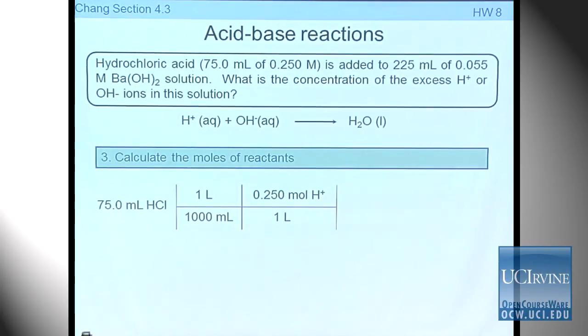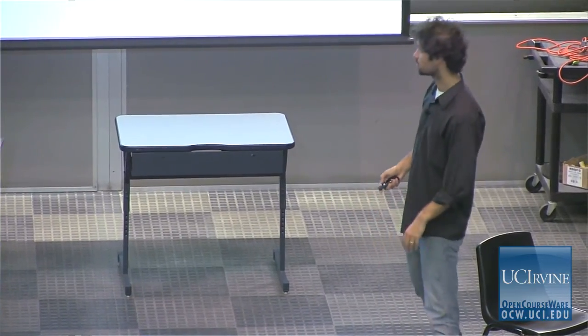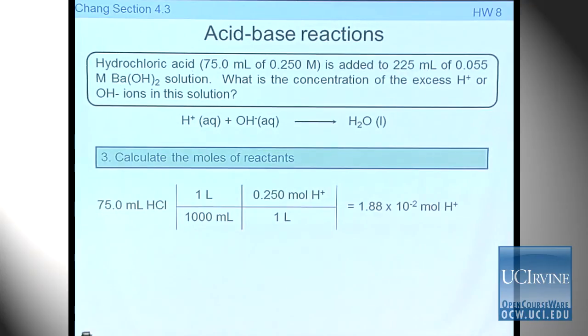I also see immediately that each HCl molecule has one H plus. So that means if you do this operation for HCl, you have the same amount of H pluses as you have HCl molecules. So what I have after this operation is 1.88 times 10 to the minus 2 moles of HCl, and that's the same as the number of moles of H plus, because each HCl only has one H plus.